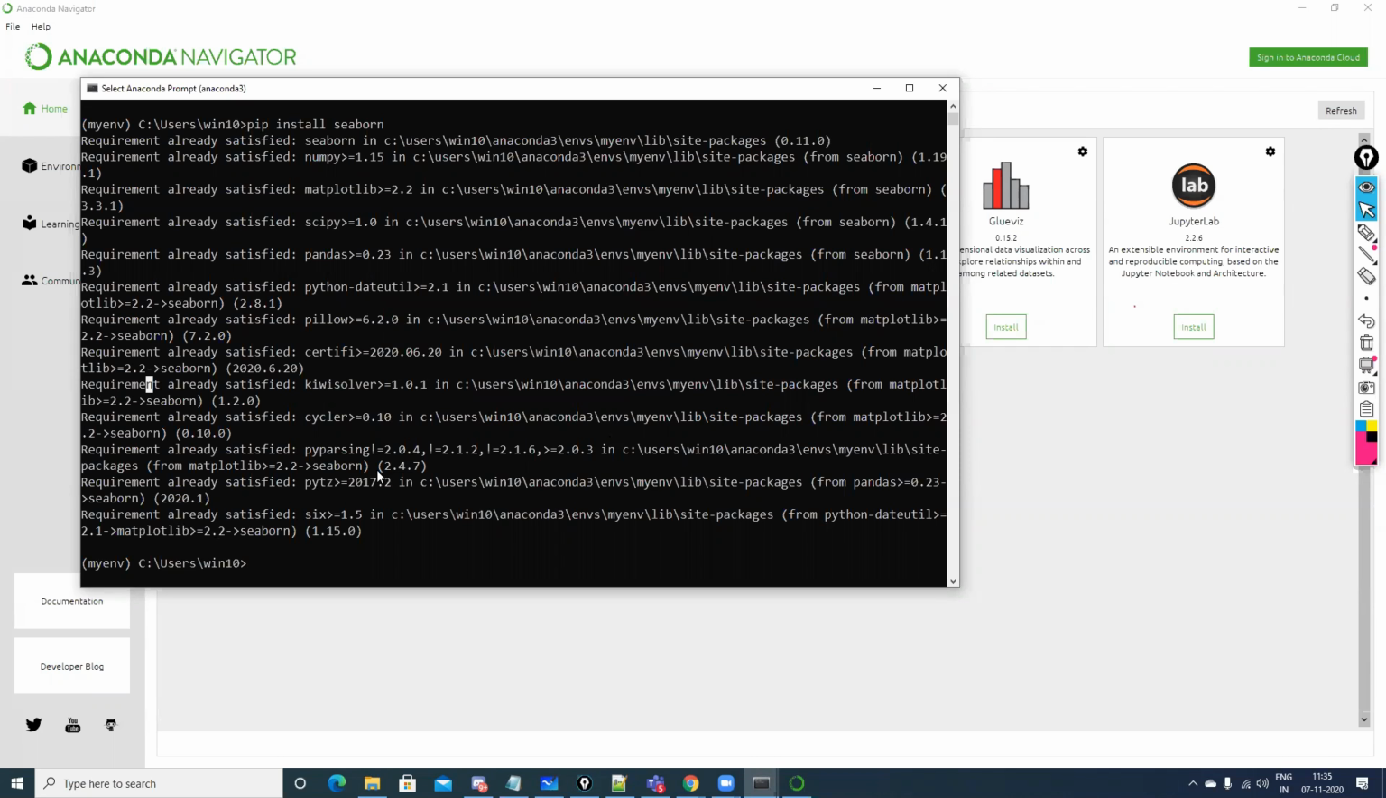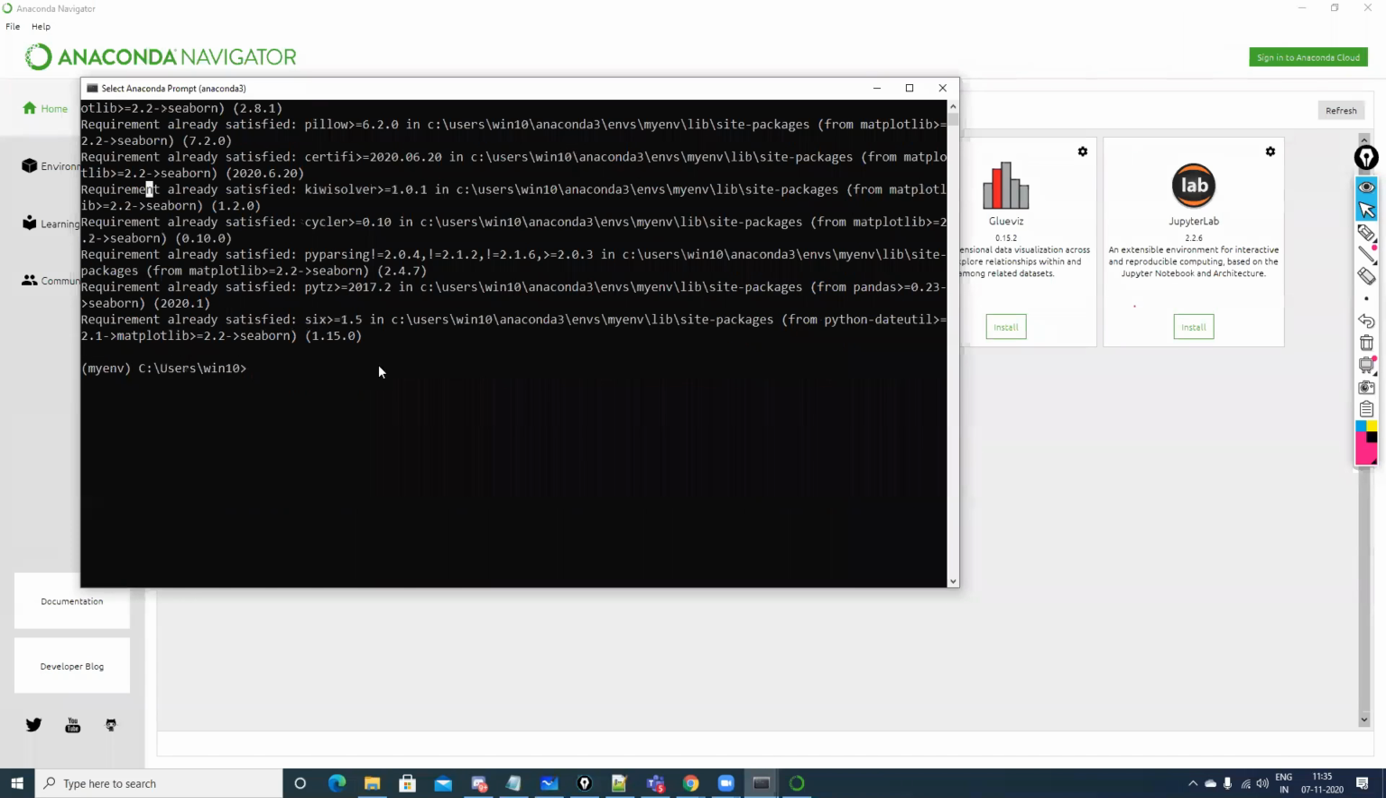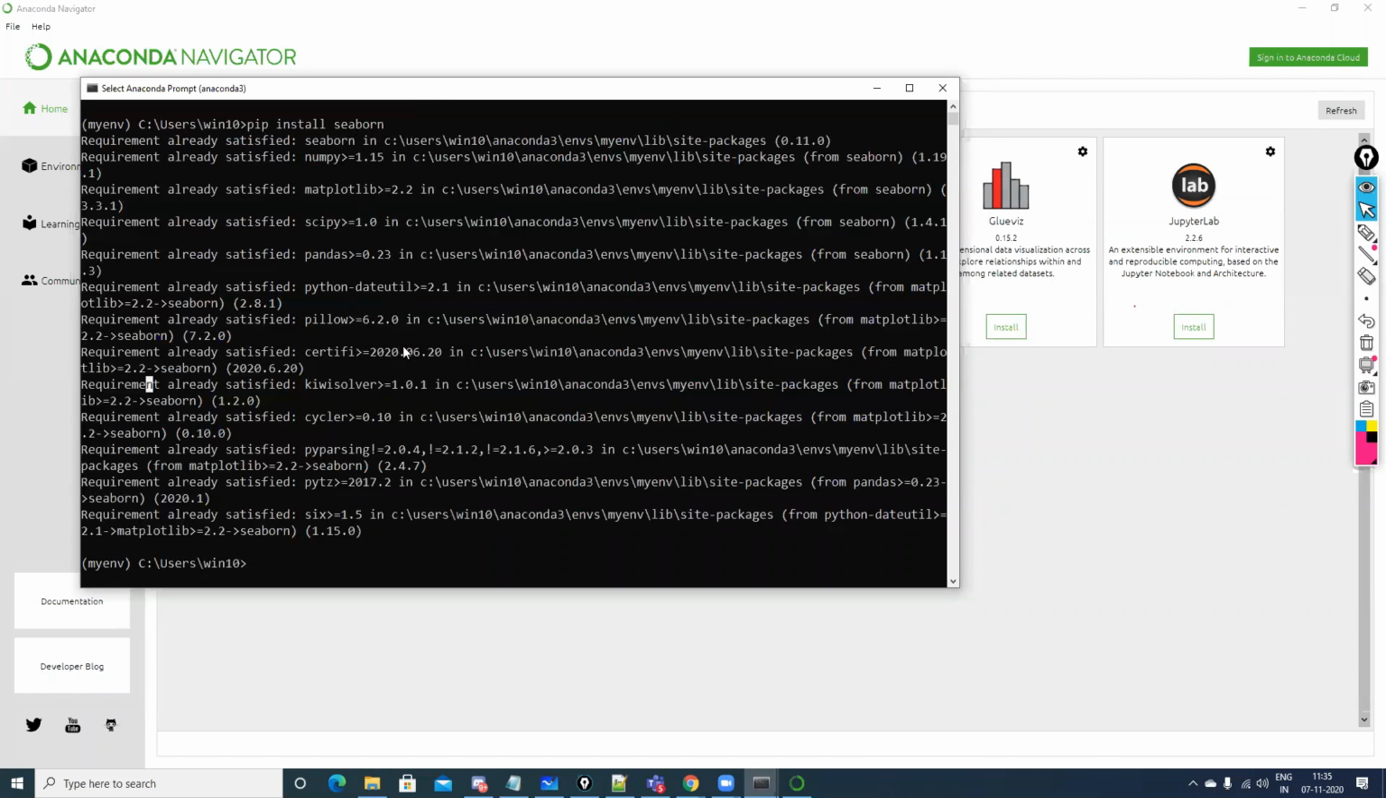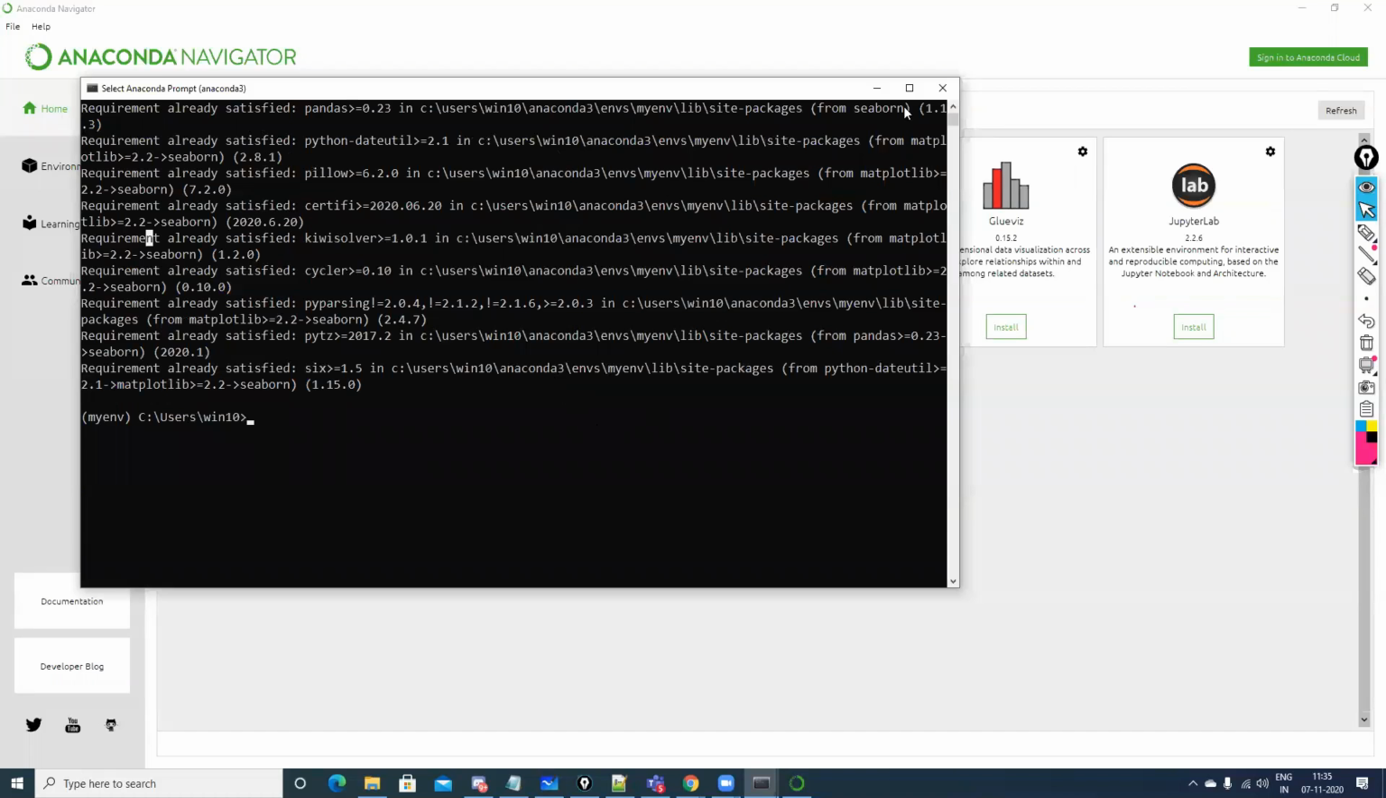So always remember, whenever you are starting a new project, you have to make sure that you create a new environment. After creating a new environment, you install all the necessary libraries. Okay, whatever libraries you'll be requiring for that specific project, you have to install them and start executing your code.